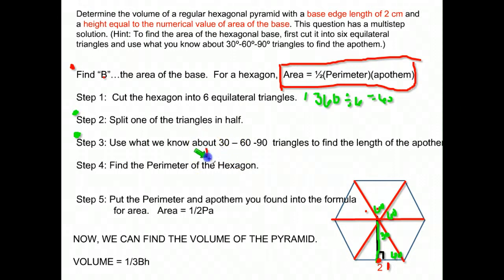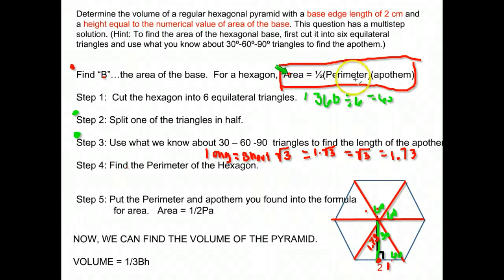Hopefully you remember with 30, 60, 90 triangles how to find the long leg. If you look back at your notes, you should have that the long leg is equal to the short leg times the square root of 3. Our short leg is 1, so our long leg is going to be 1 times the square root of 3, or just square root 3. Okay, if you want to go ahead and round that, you can. Square root of 3 is 1.73. I'm going to cut it off there. Okay, so I found the length of my apothem. It's 1.73.